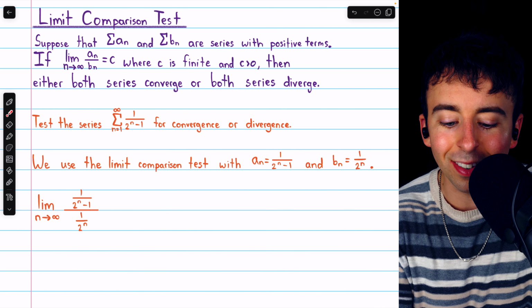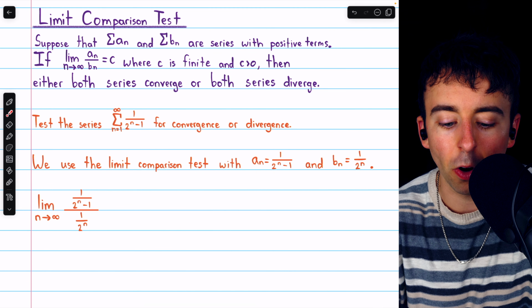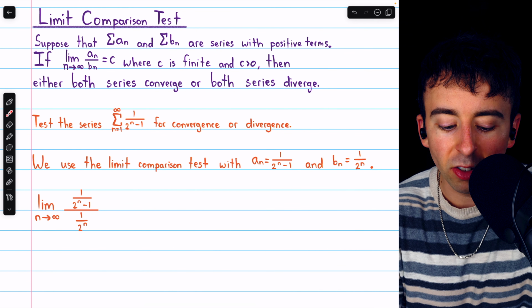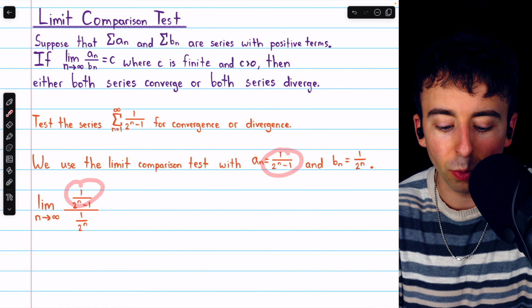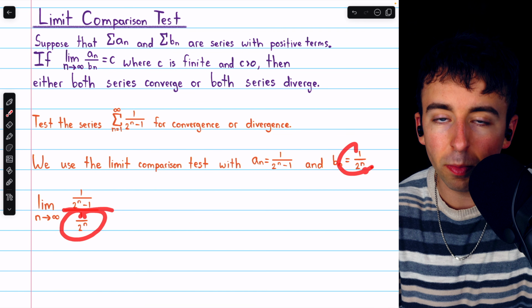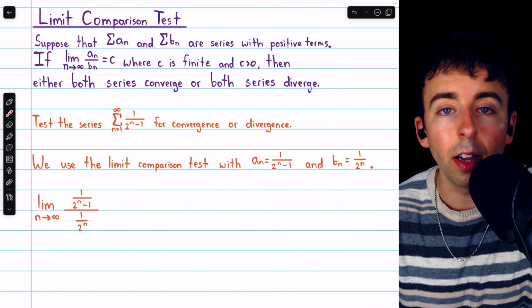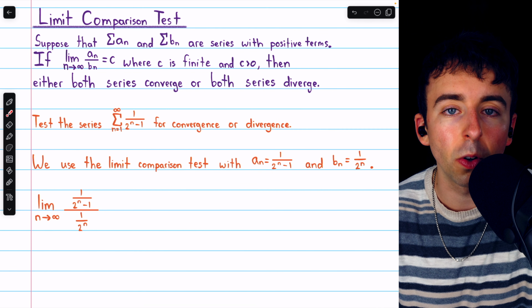Now what we have to do is look at the limit of the ratio of these terms as n goes to infinity. So we look at the limit as n goes to infinity of these terms, 1 over 2 to the n minus 1, divided by these terms, 1 over 2 to the n. Then evaluate this limit and make our conclusion accordingly.